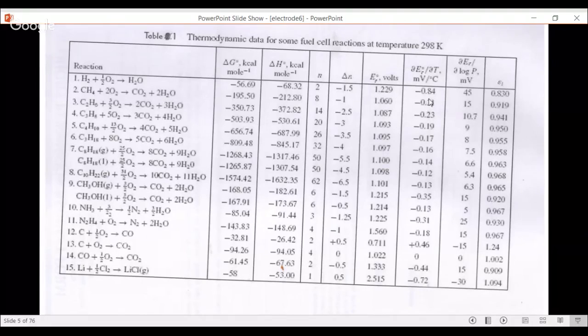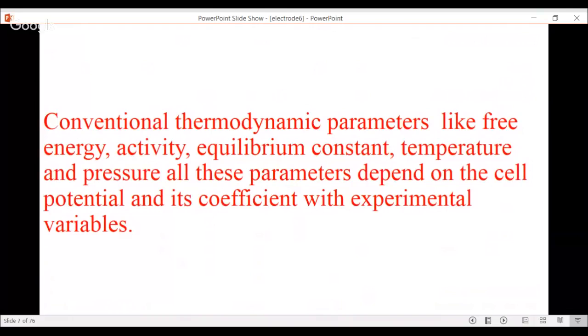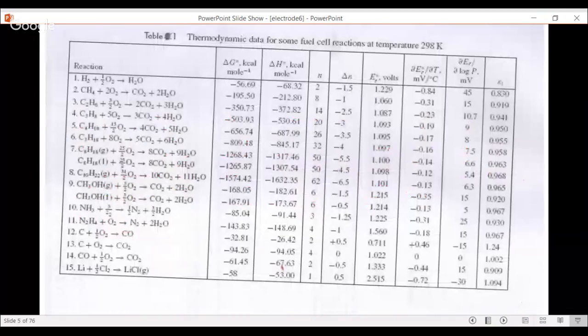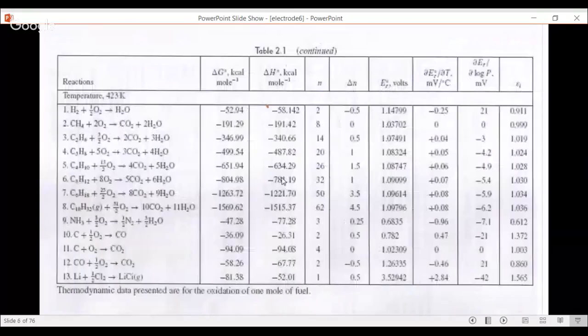All other parameters we will see later on. The temperature coefficient of potential, the delta N, the change in the electrochemical reaction. I hope you have already studied some equilibrium thermodynamics. Delta N is the number of molecules that change in going from reactants to products. Now, all these reactions are of very great importance, so I have gathered all the data for you. Therefore, you can keep these two tables for your reference.